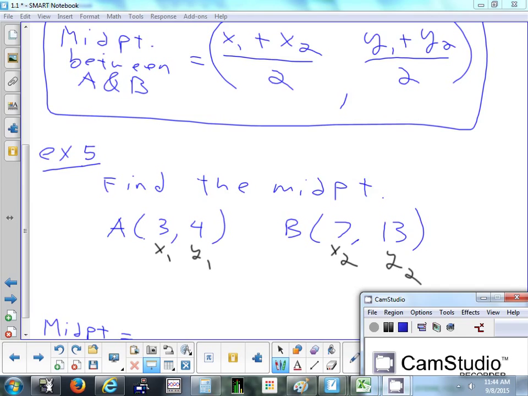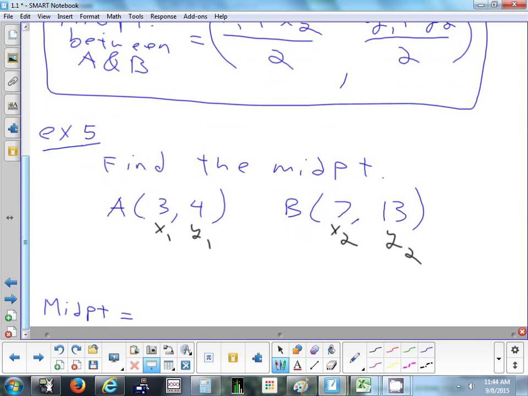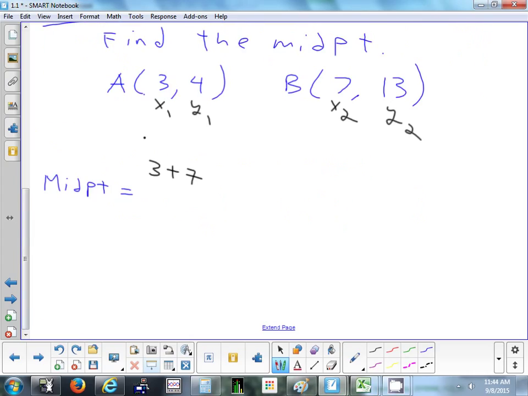All right, so John, what's my first step here to find the midpoint? Add 3 and 7. Perfect. I'm going to take 3 plus 7. And what do we do with those 2 numbers once we add them up? Divide by 2. Yep, I'm going to divide by 2. So we got 3 plus 7 over 2. And Callie, what about in the second part? 4 plus 13 over 2. Good. And just simplify it as much as you can.